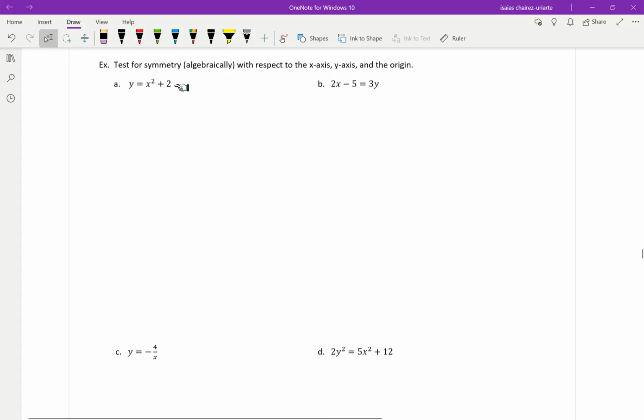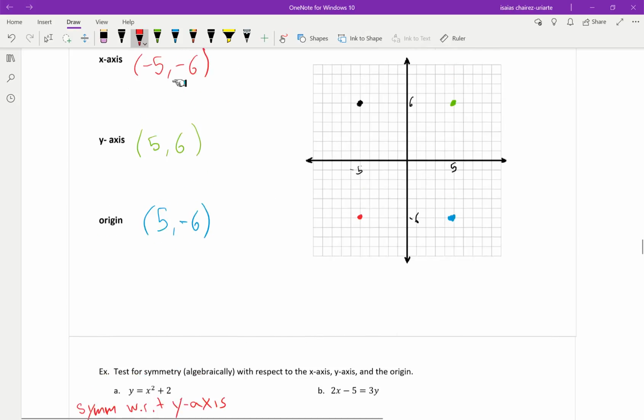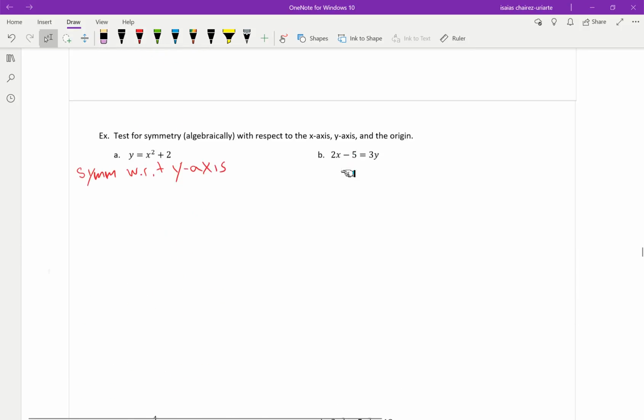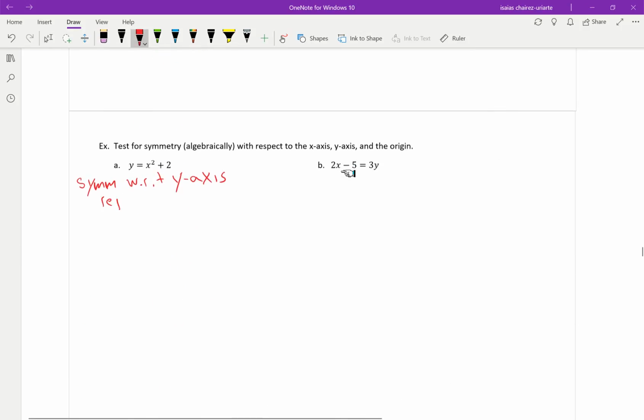So I'm going to test for symmetry with respect to the y-axis first. How do I test for symmetry with respect to the y-axis? Let me go back up here. If I replace my x's with negative x and I get the same equation, then I have symmetry with respect to the y-axis. So let me look at my equation. I would have y equals, I'm going to replace my x's with negative x.